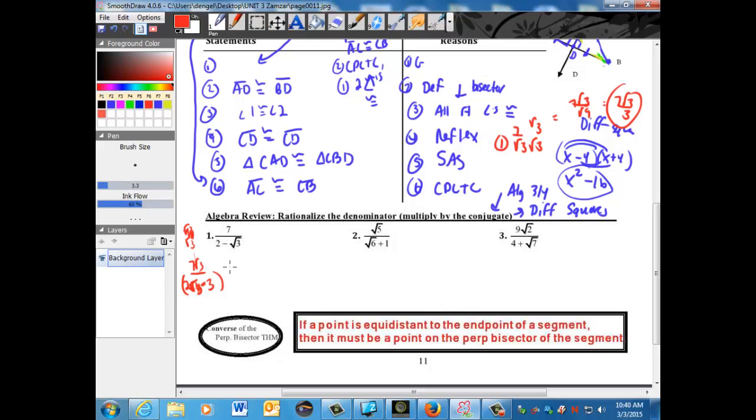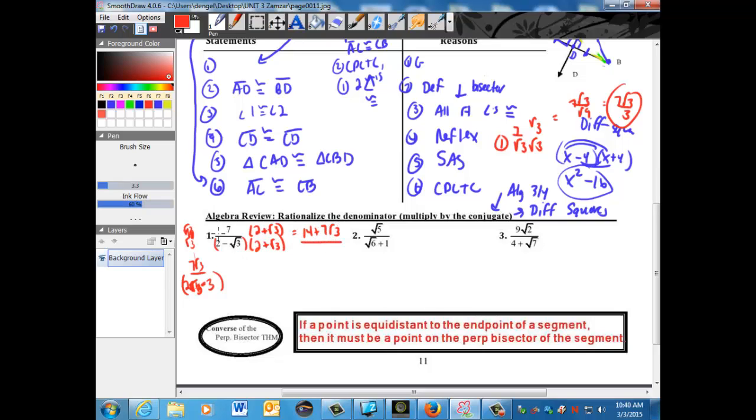So what I'm forced to do is multiply by the conjugate. And that's going to be 2 plus rad 3. And the reason why it's 2 plus rad 3 is this creates a difference of squares. And so we multiply this on top and on bottom. So on top, I'm going to get 7 times 2 is 14. 7 times rad 3 is 7 rad 3.